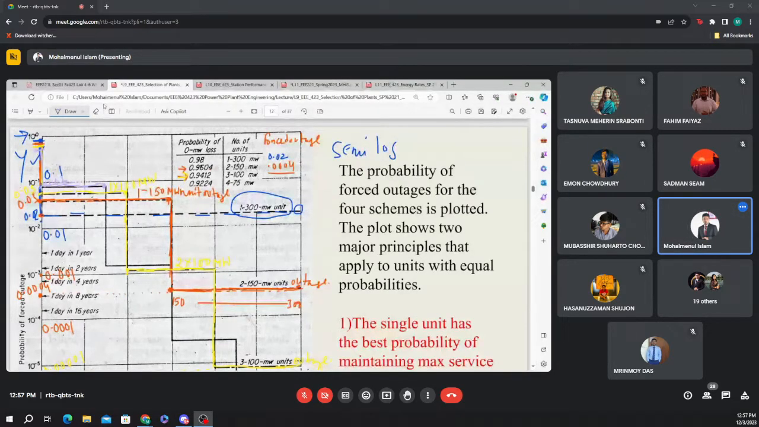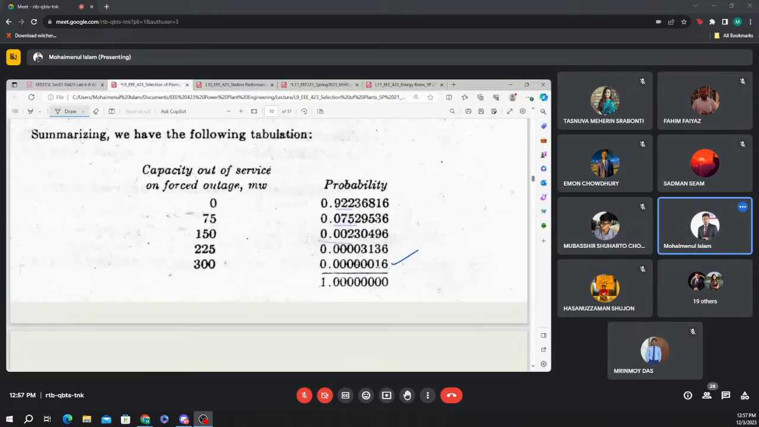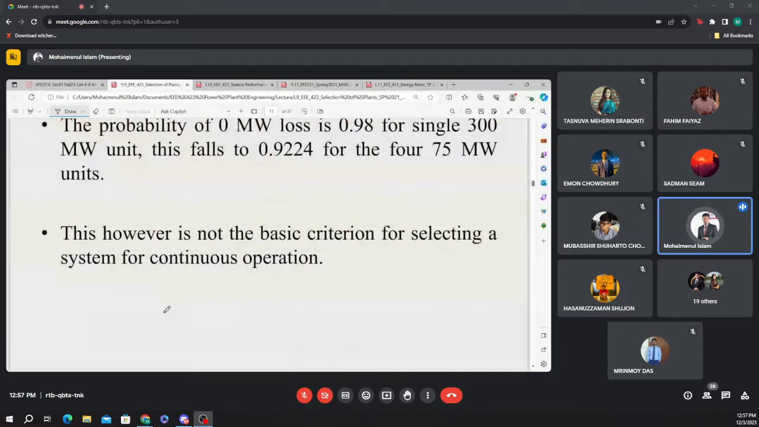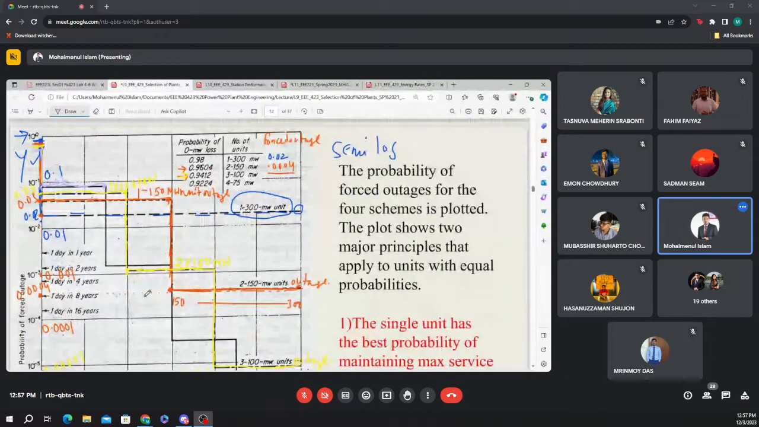Now find the second value. The second value is 0.002. So the value should be in between 0.001 and 0.01. So this is 0.001 and this is 0.01. So 0.001 and 0.002 may be here. So we can follow the line up to here, and then again move. So it is our 1 into 75 unit. It is our 2 into 75 unit.